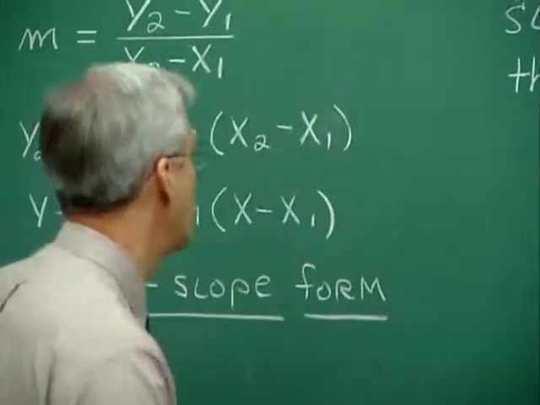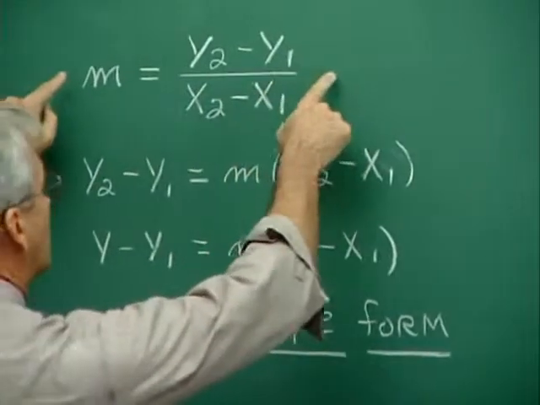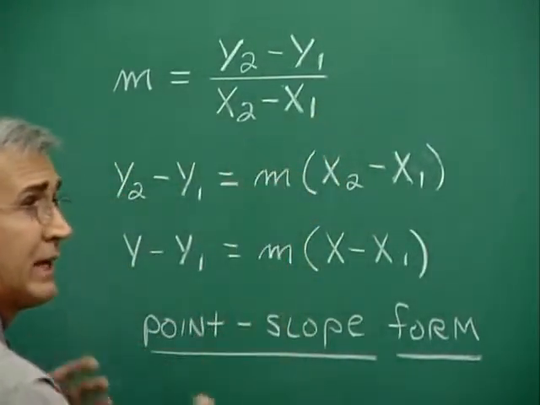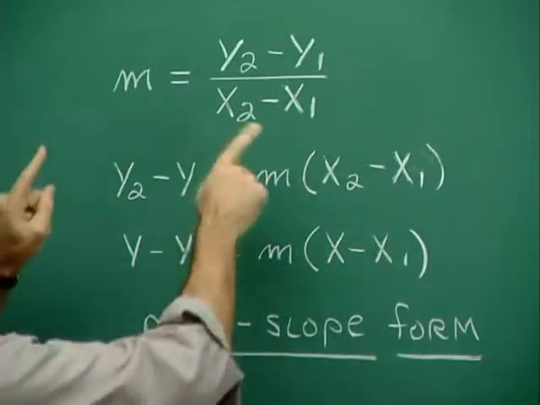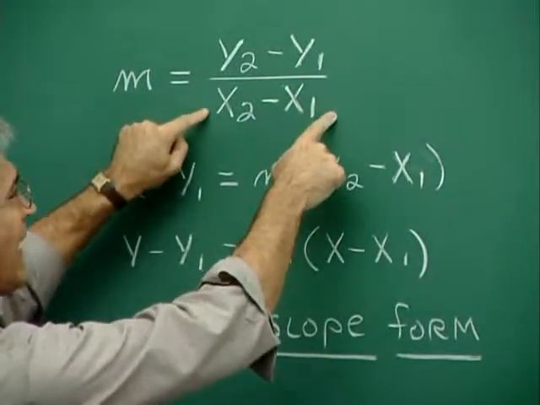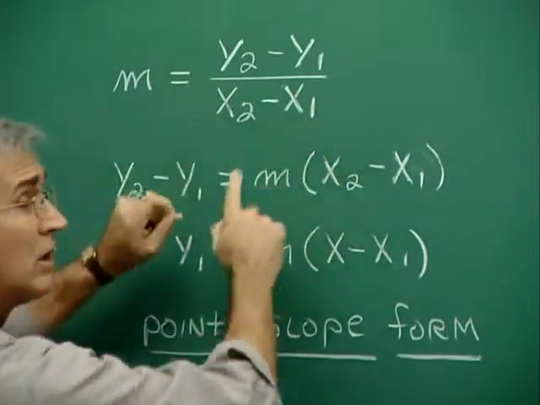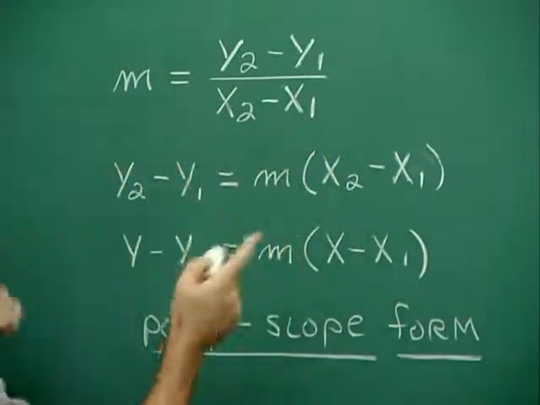Now, that process involves taking the slope formula and manipulating it a little bit into a different form. I'm going to change the form here by clearing the fraction, and I clear the fraction by multiplying through by this common denominator, or I can think of it simply as cross-multiplying.